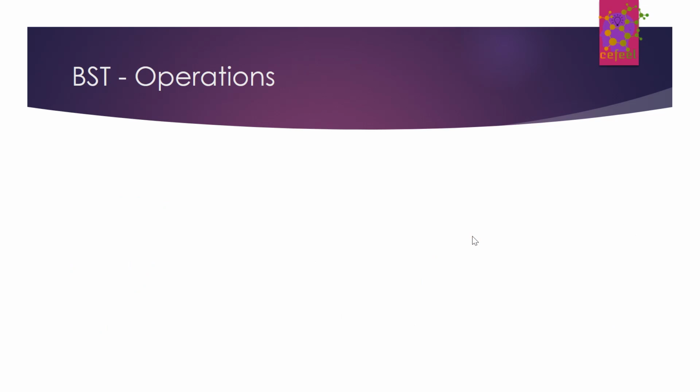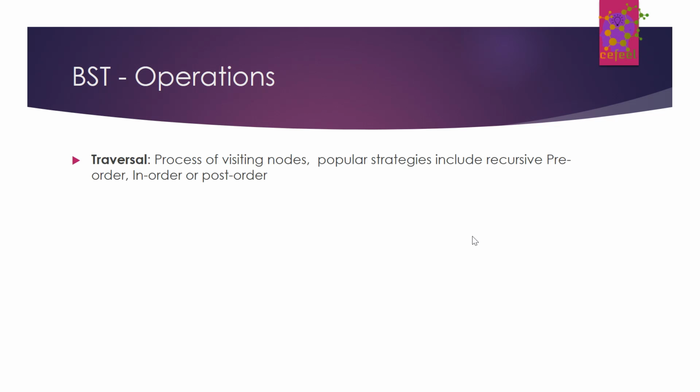Alright, now let's see what are the important operations that are possible in a binary search tree. In fact, these operations are pretty similar to those on a linear array, and these are useful when we use the data structure in various applications in computer science. So first of all, traversal. Traversal means visiting each node or each element in the binary search tree to perform a certain activity. Binary search tree traversal includes visiting nodes using a recursive strategy, and the most popular strategies include pre-order, in-order, and post-order.